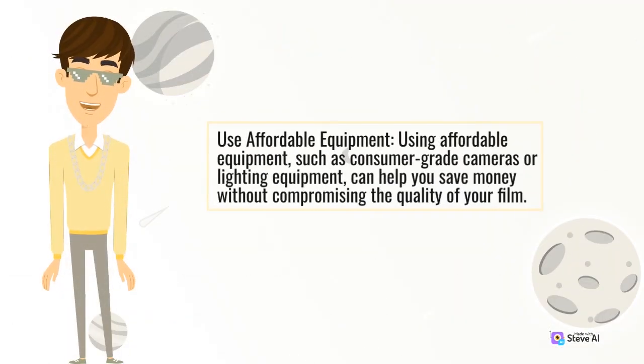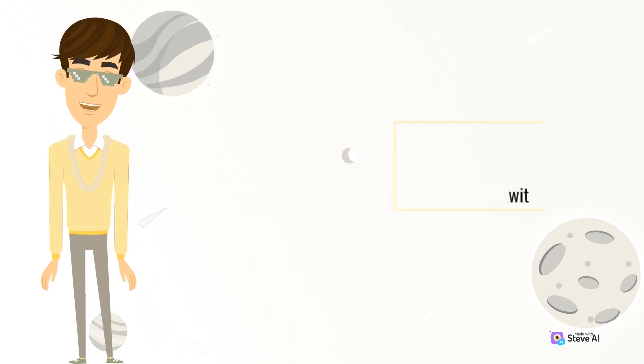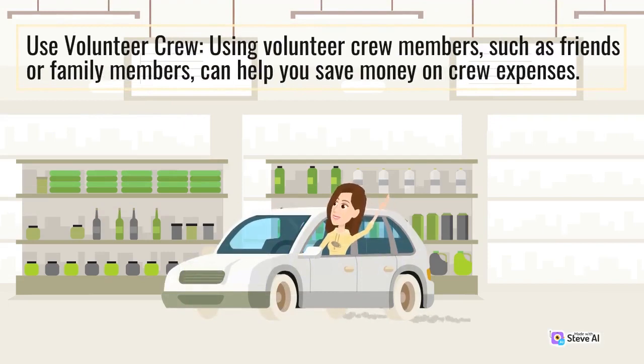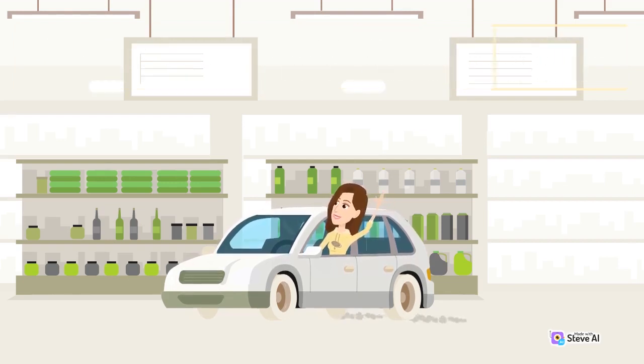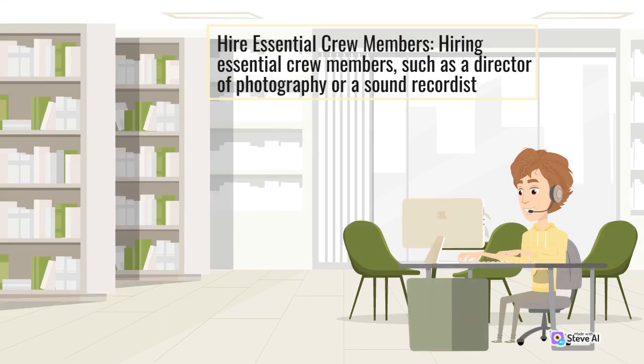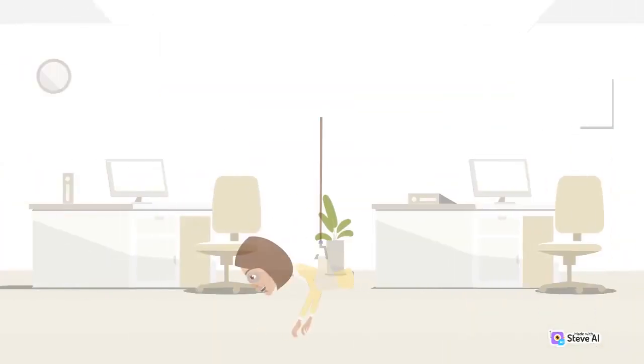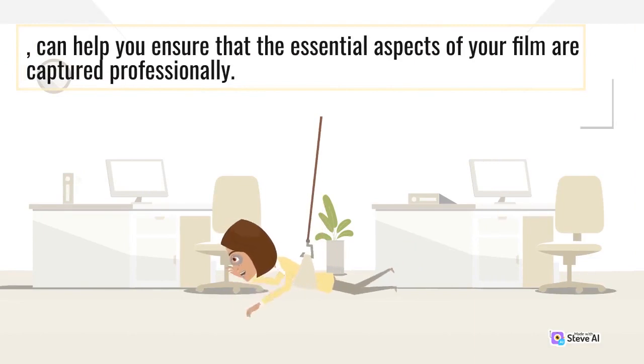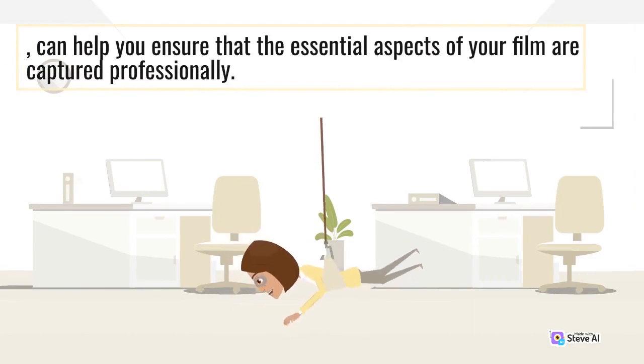Use affordable equipment. Using affordable equipment, such as consumer-grade cameras or lighting equipment, can help you save money without compromising the quality of your film. Use volunteer crew. Using volunteer crew members, such as friends or family members, can help you save money on crew expenses. Hire essential crew members. Hiring essential crew members, such as a director of photography or a sound recordist, can help you ensure that the essential aspects of your film are captured professionally.